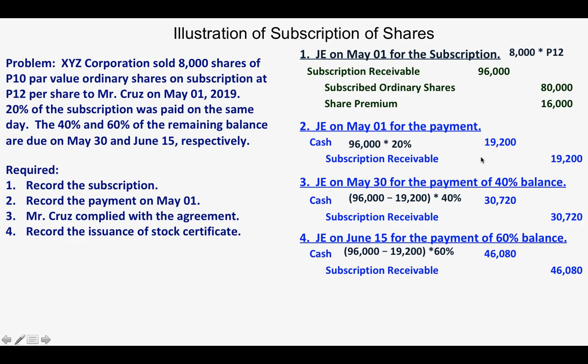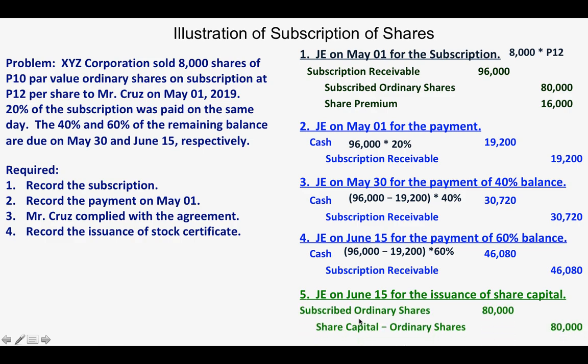Okay, so here if you will add all the payments, 19,200, 30,720, and 46,080, that will give you the total subscription receivable of 96,000. Since it is already fully paid, the corporation, XYZ Corporation, should now issue the stock certificates to Mr. Cruz. So in the issuance of the stock certificate, we will prepare the journal entry on the day that it was fully paid, which is on June 15.